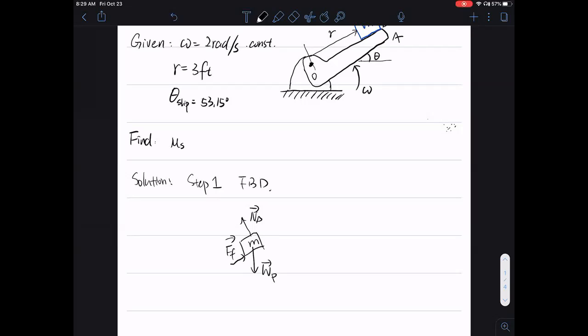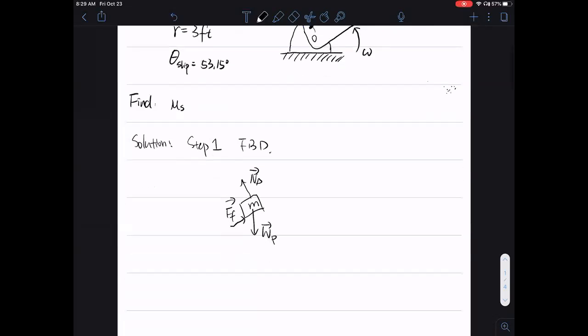And let's look at how to set up the coordinate system. How would you like to set up the coordinate system for this problem? Which direction would you like to set up?